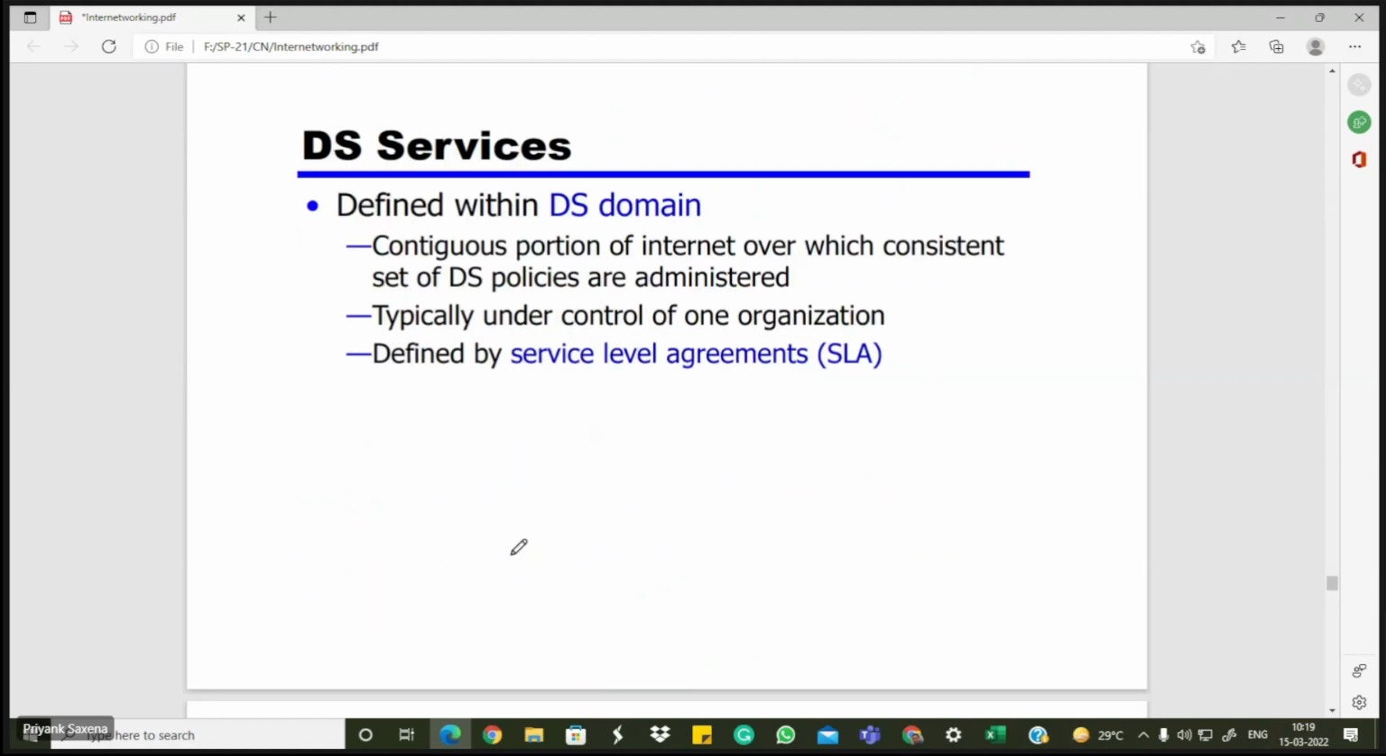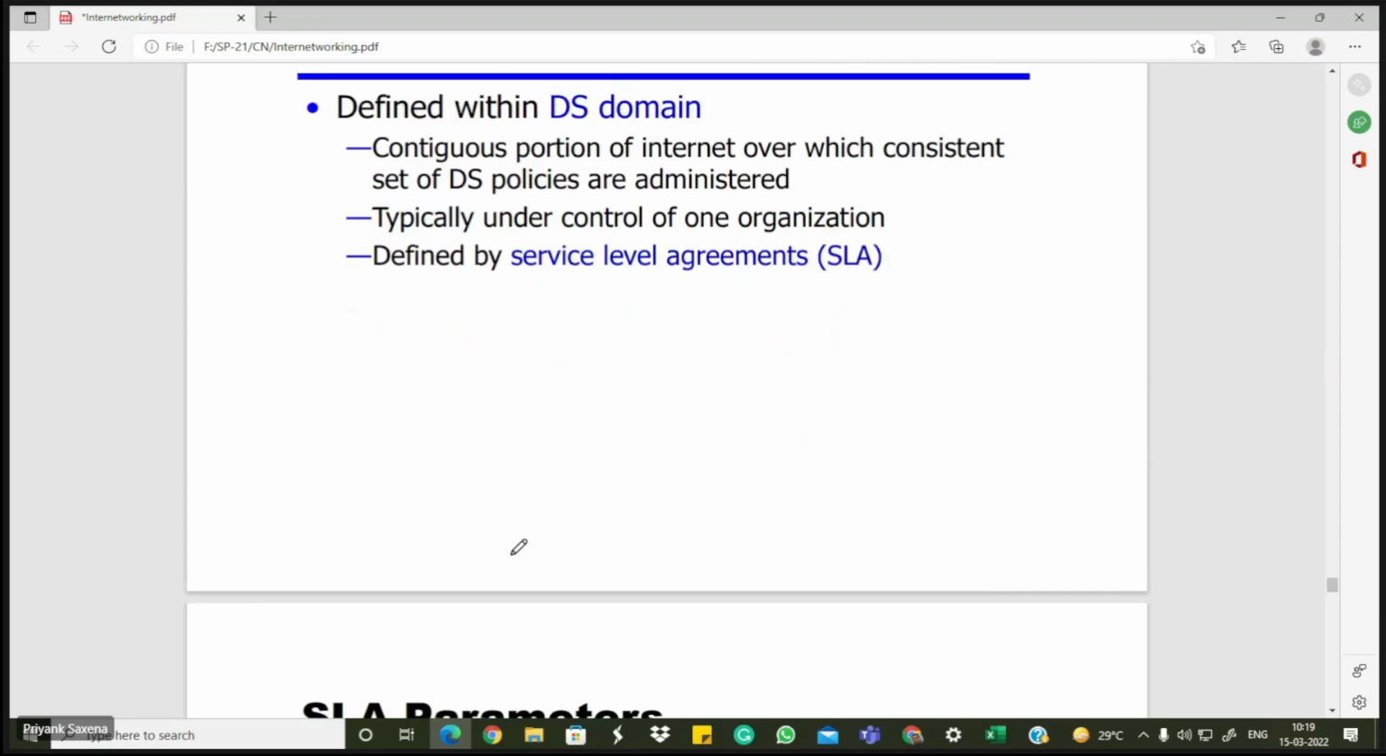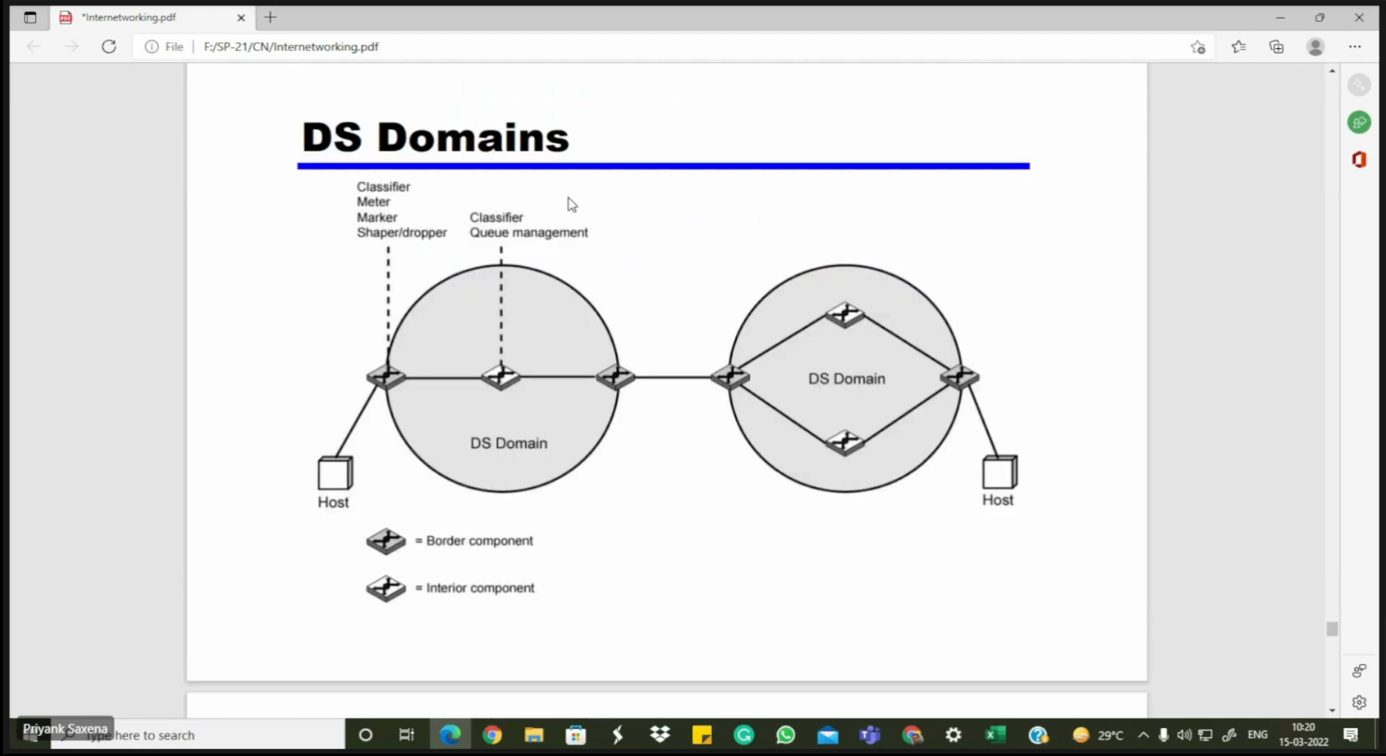So DS services are defined within a DS domain. I will show you that. Yeah, this is called a DS domain, right? So differentiated services are provided within a DS domain. A DS domain is specified first, and in that domain only, the differentiated services are provided.